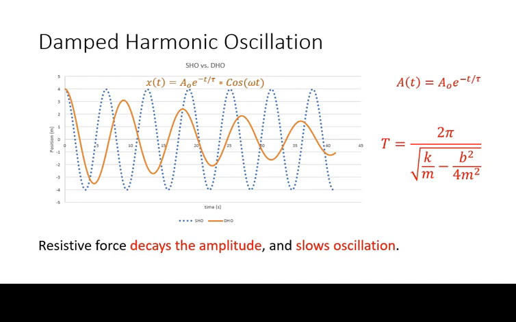In summary, damped harmonic oscillation is a type of harmonic oscillation that includes a restoring force, but also a resistive force that decays the amplitude and slows the oscillation.